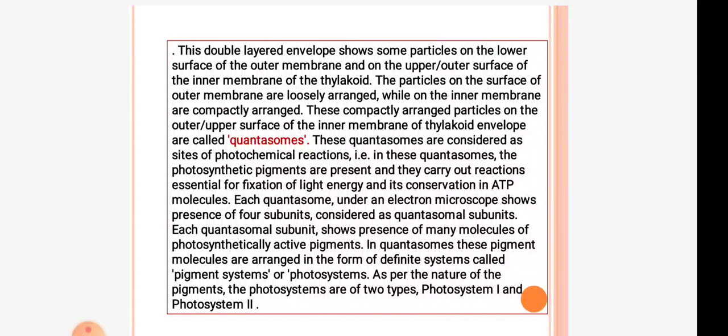Contasomes consist of pigment molecules, and these molecules are arranged in a definite system called pigment system or photosystems. As per the nature of the pigment, photosystems are of two types, photosystem first and photosystem second.